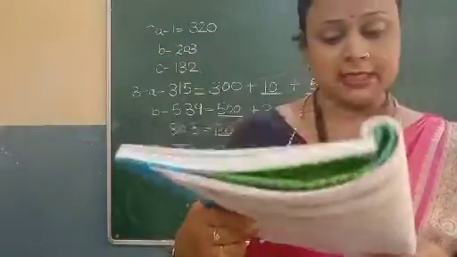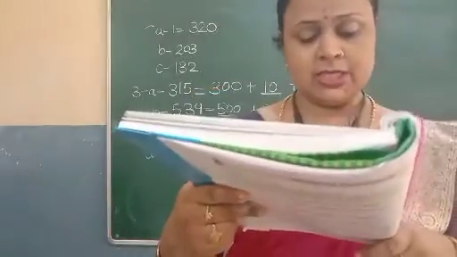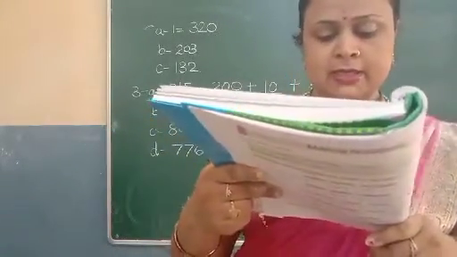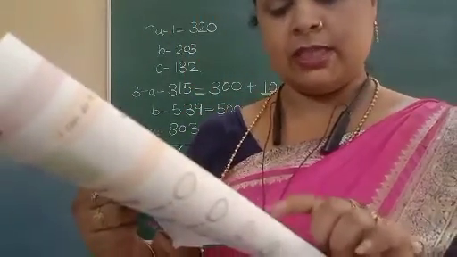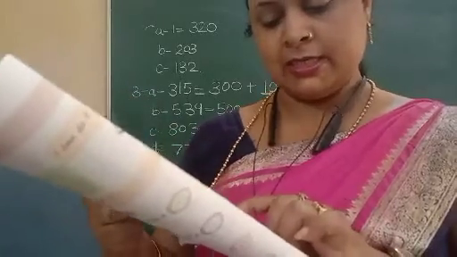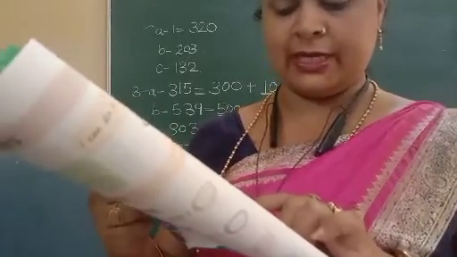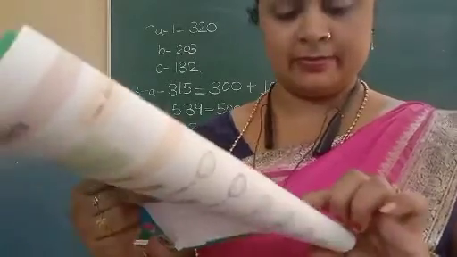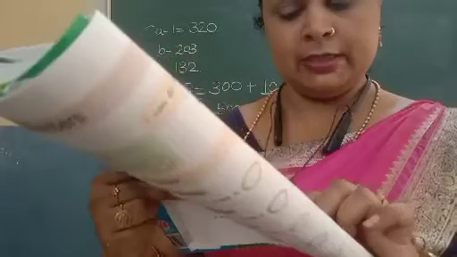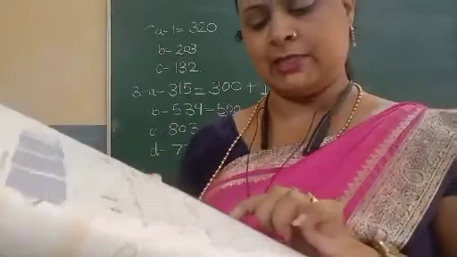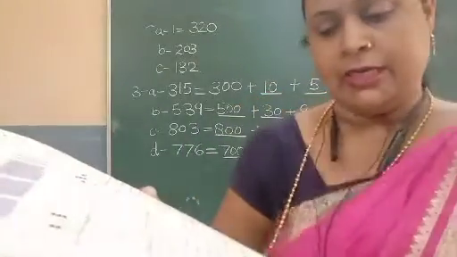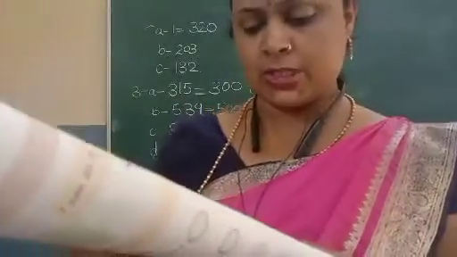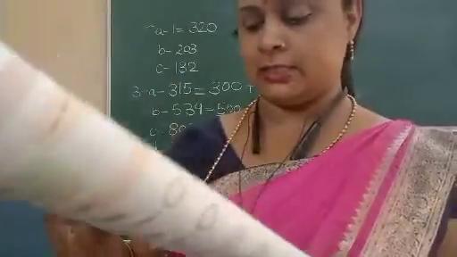Next, question number 4. Fill in the blanks. The digit 9 in 309 is in the ones place. Okay, ones. The face value of 7 in 978 is 7. The digit 2 in 626 is in the tens place and its face value is 2. All of you fill.